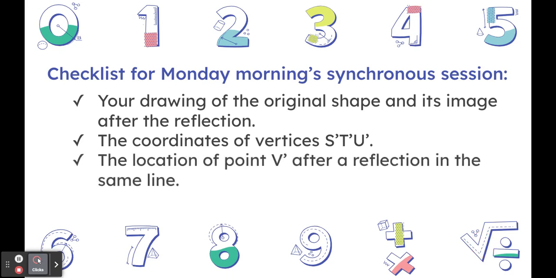And finally, you need to be able to tell me the location of point V prime after a reflection in the same line. So check this checklist to make sure that you have all of the things you need for Monday morning's synchronous session. I will see you then.